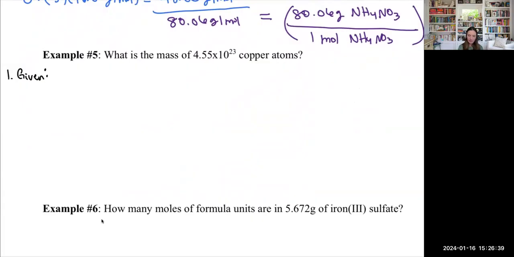The number that we started with is 4.55 times 10 to the 23rd copper atoms, and we want to find how many grams of copper. So again, being specific, right? Grams of copper, copper atoms, conversions.